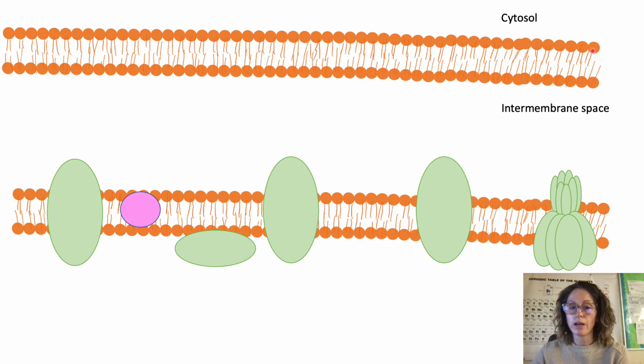Okay, so here we have the cytosol, so this is where glycolysis occurs. And then we have the outer membrane of the mitochondria, the inner membrane, and we have our inner membrane space and the matrix.